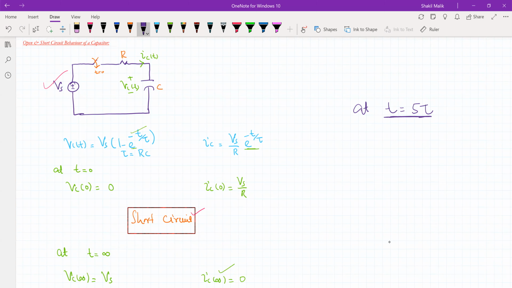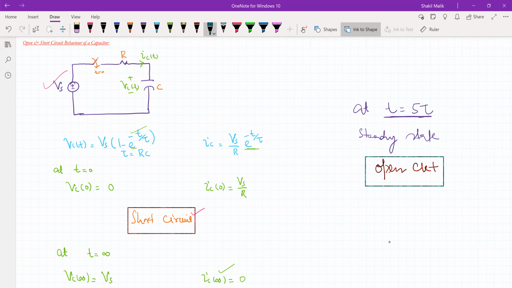We can say that in steady state, the capacitor actually behaves as an open circuit. So in steady state only, we can say the capacitor behaves like an open circuit. This is also valid for that state, because the capacitor acquires the value in 5 time constants, and after 5 time constants we assumed in the previous session that it is in steady state. That means in steady state the capacitor behaves like an open circuit.